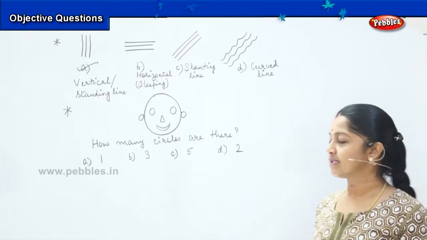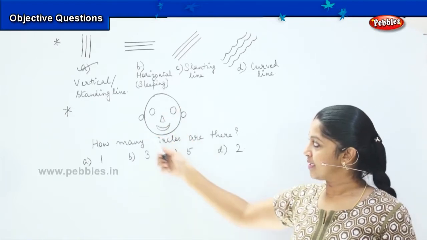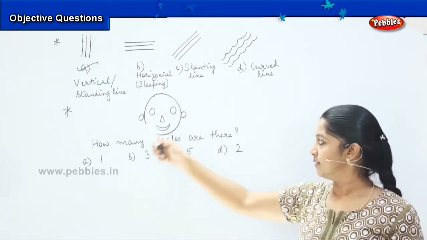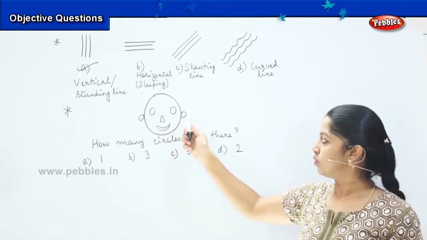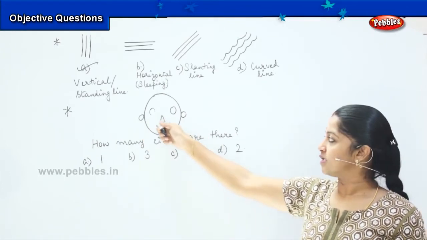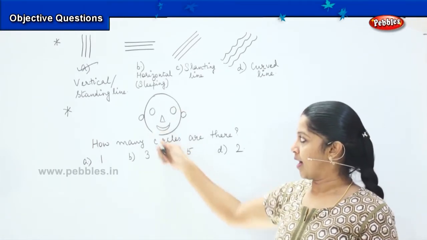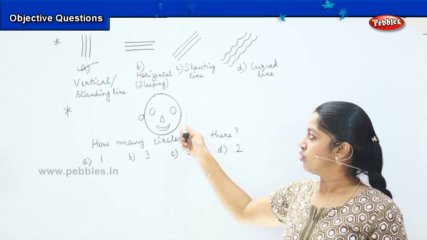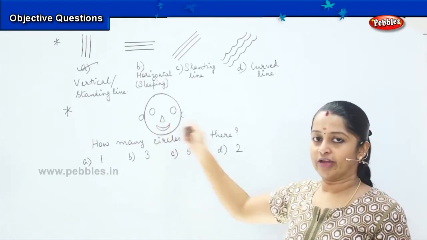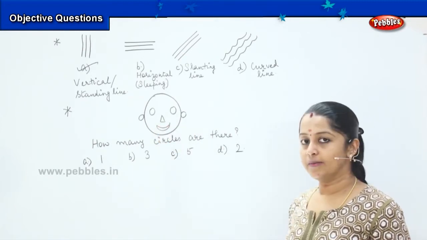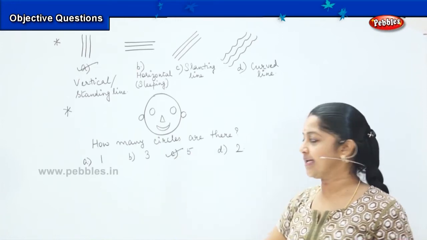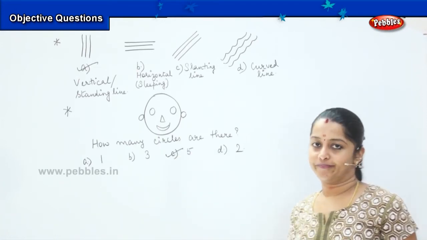Can we count the number of circles? The first one is the face, 1, the ears, 2, 3, and the eyes, 4 and 5. Shall we do it again? It's 1, 2, 3, 4, and 5. So which is my right answer? It's option C, which is 5.